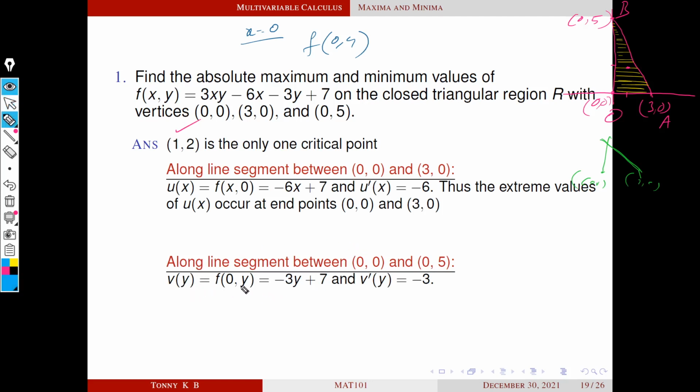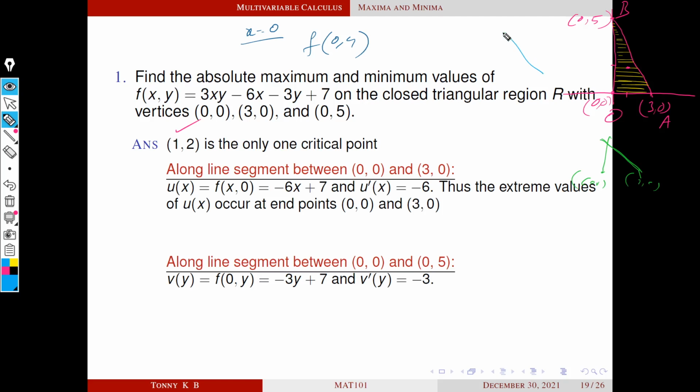Yes, it is v(y). So when x equals 0, this becomes 0 and this also 0, and this becomes minus 3y plus 7. Okay, again it is a straight line. That means above the line segment OB, our surface is a straight line. Clear? And there is a natural question, is it a decreasing or increasing straight line above this OB? So you just take the derivative of this straight line, that is v dash of y, equal to minus 3. So what is the conclusion? This straight line is decreasing. That means if y is increasing, our curve is decreasing. Clear? So again it is a decreasing straight line.